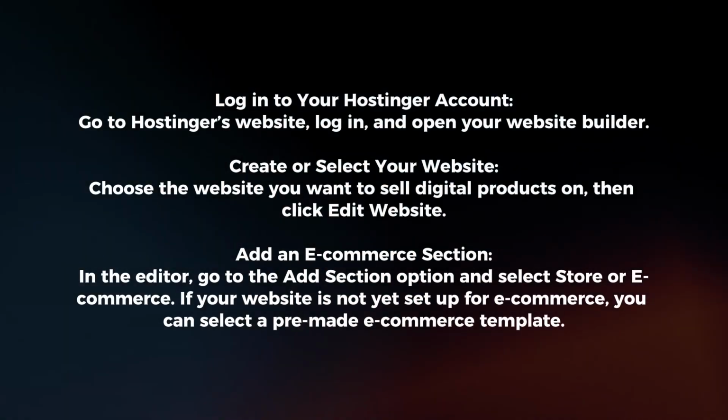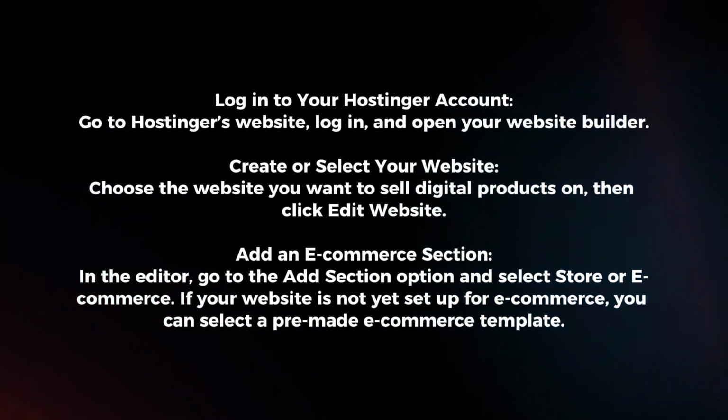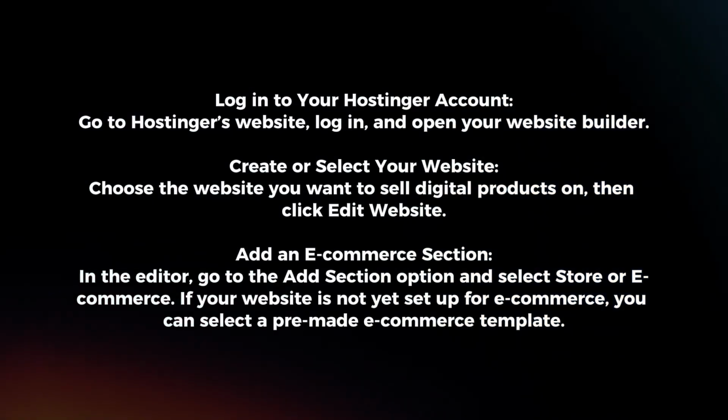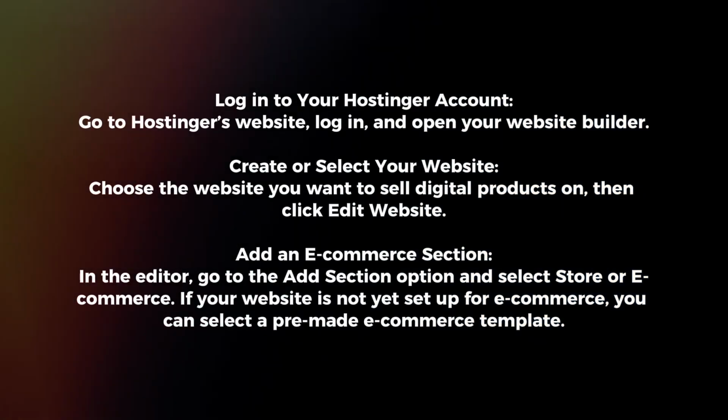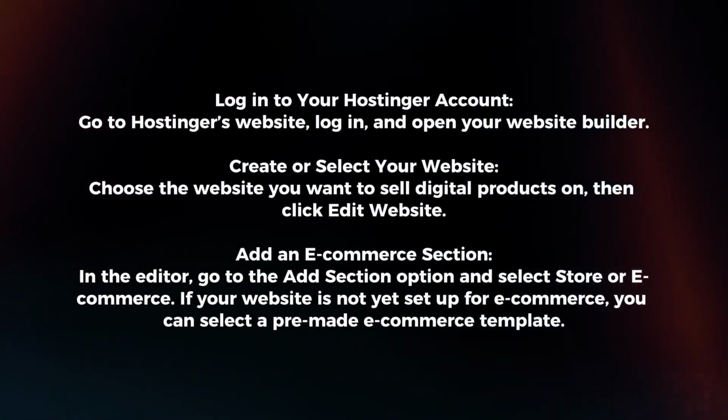Add an e-commerce section. In the editor, go to the Add section option and select Store or e-commerce. If your website is not yet set up for e-commerce, you can select a pre-made e-commerce template.